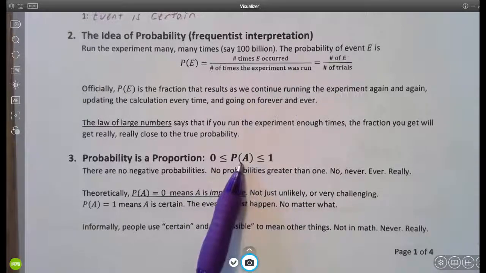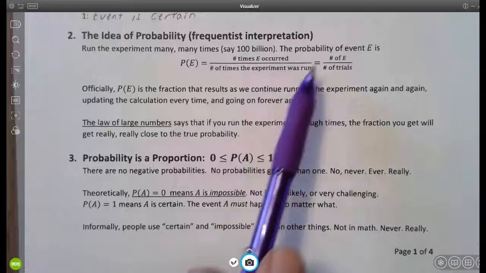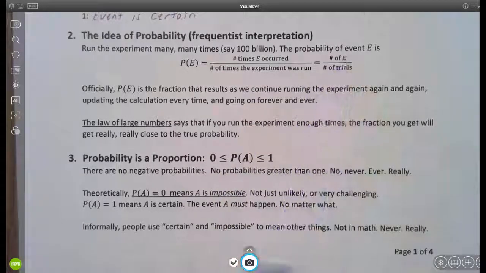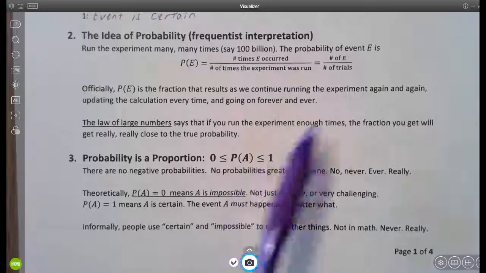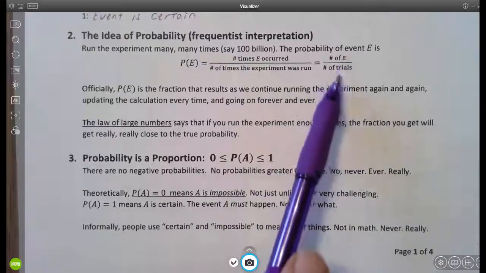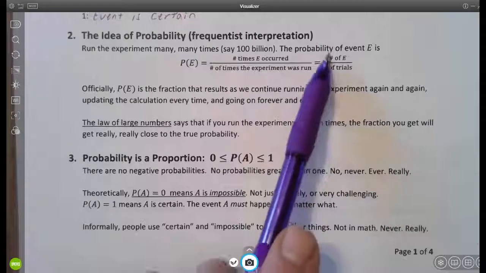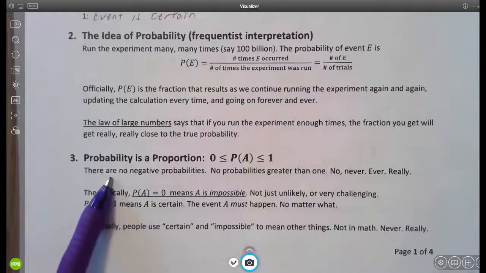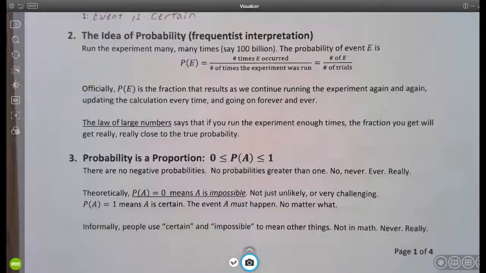A probability is automatically no less than 0, because you can't have the event occurring less than 0 times, and no more than 1. Why? Because the number of times E occurs could be as large as the number of trials, but certainly not any bigger. So there aren't any negative probabilities. There aren't any probabilities that are greater than 1. If you ever think you've computed one, what that's telling you is you just made an error. So you want to go back and correct that.